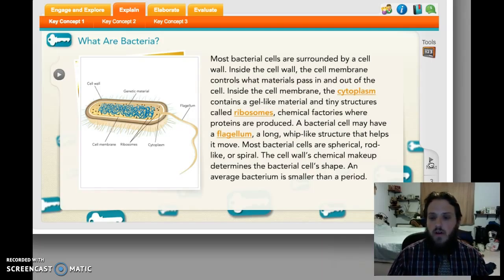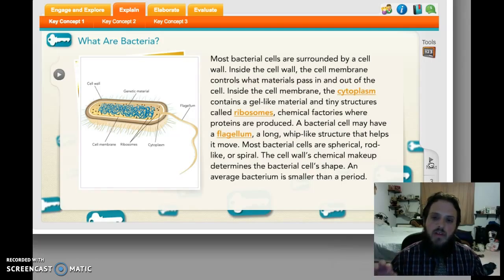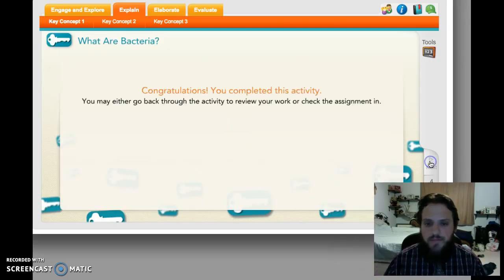Most bacteria are spherical, meaning tiny balls. Some are rod-shaped, like the one you see in the picture. And some are spiral, which are really crazy looking. It's a shame they don't have a picture. The cell wall's chemical makeup determines the bacterial cell's shape. So the cell wall is what's going to determine what shape the bacteria is. An average bacteria is smaller than a period on a piece of paper.